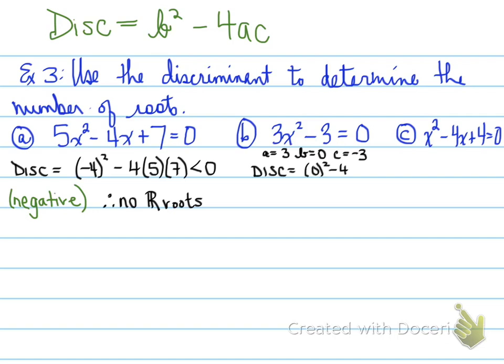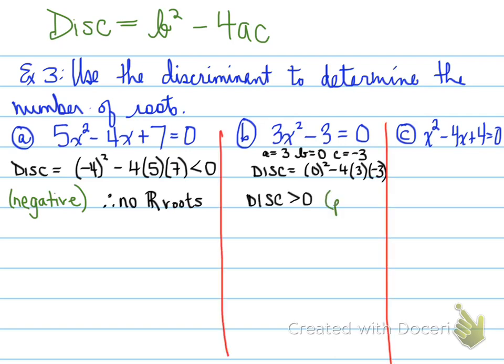In this case, we identify the a, b, and c, and we find out that the discriminant equals 0 squared minus 4 times 3 times negative 3. Well, funny enough, the discriminant here is actually going to be positive because this will turn into plus 36. So 0 plus 36 means that the discriminant is positive. And if the discriminant is positive, that means there are 2 real roots for this function.